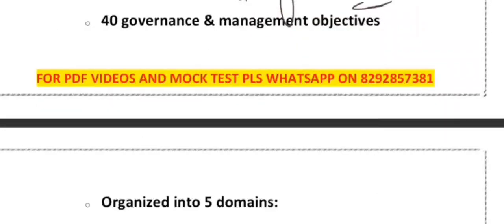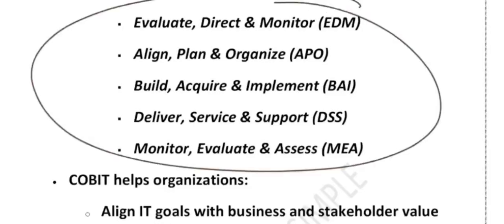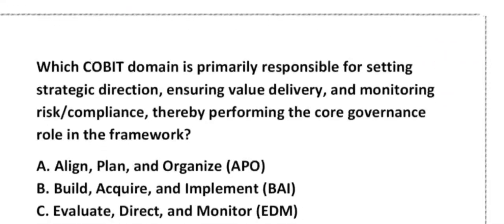What we learned from this discussion is that COBIT is ISACA's global IT governance framework. It aligns IT processes with business goals. It provides 40 objectives and 5 domains: EDM, APO, BAI, DSS, MEA. It is not a certification, not a technical tool, not limited to just cyber security. Now, one more question is based on COBIT and ISACA. Let's have a look.